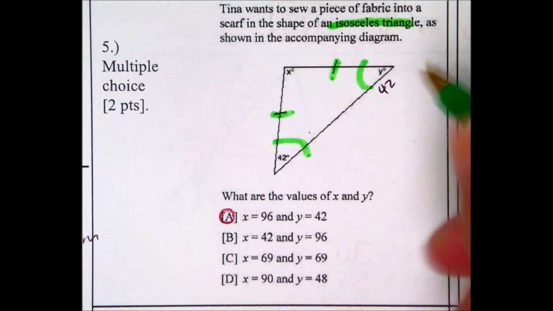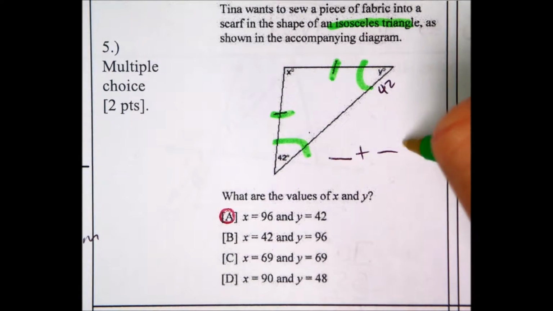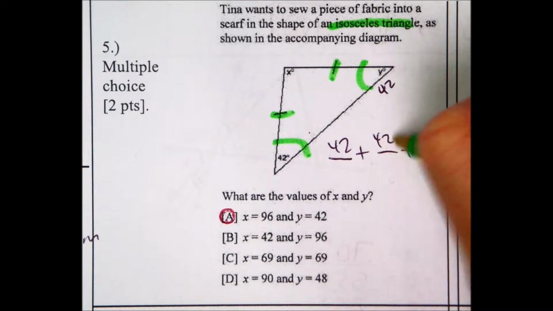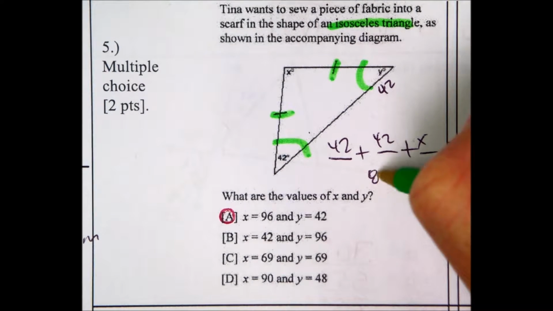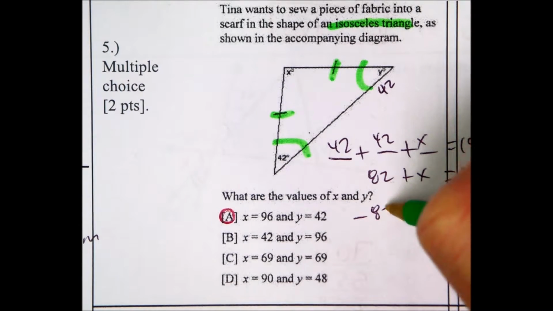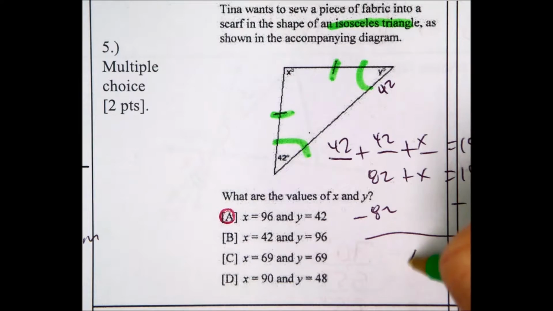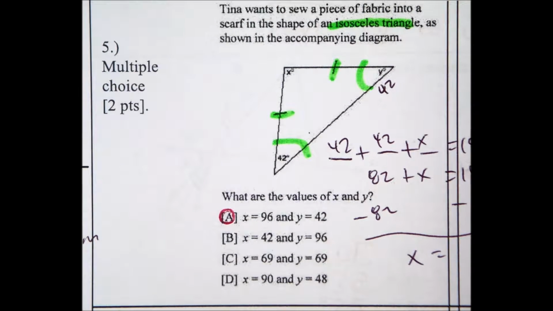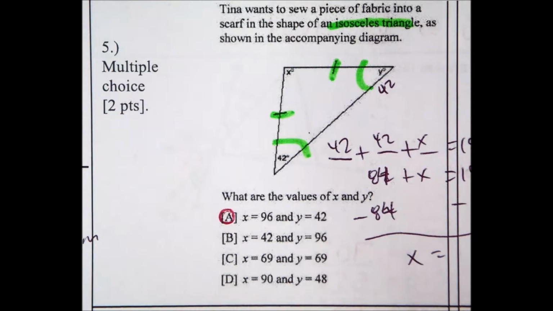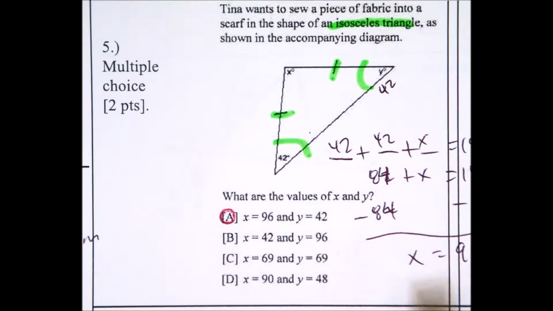And then to solve for x, I can just use the triangle sum theorem. So 42 plus 42, so 84 plus x equals 180. Subtract 84 from both sides, and you'll get x to be 96. X is 96, y is 42, that'll be letter choice A.